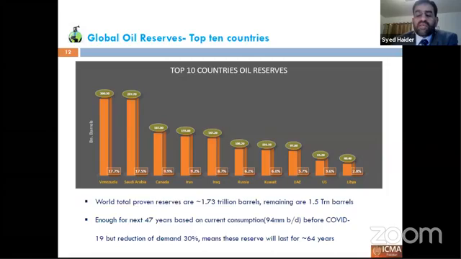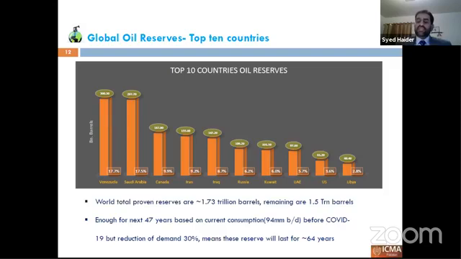And right now, the remaining reserves in the world are 1.5 trillion barrels. I need not explain the barrels, because crude is measured in barrels, which is equal to 42 US gallons, and it's the world denomination for measuring and trading oil.